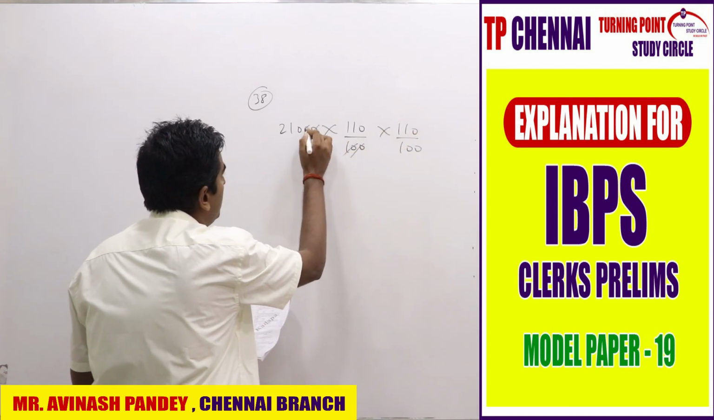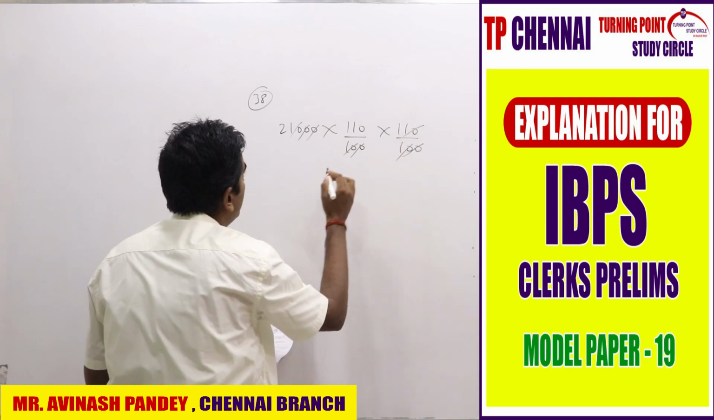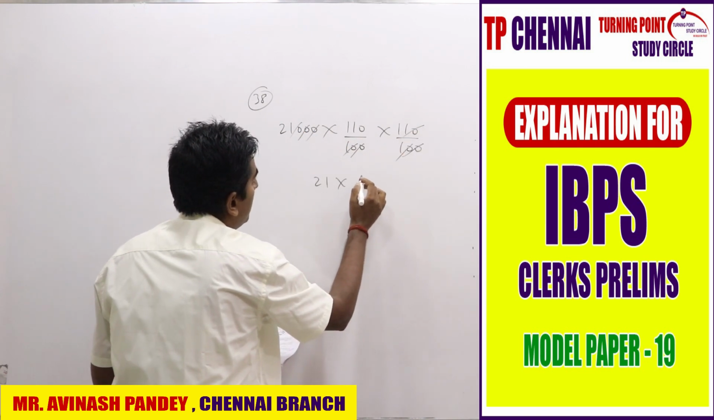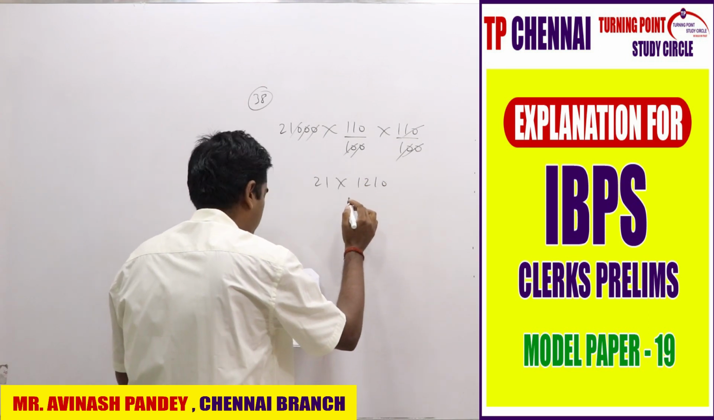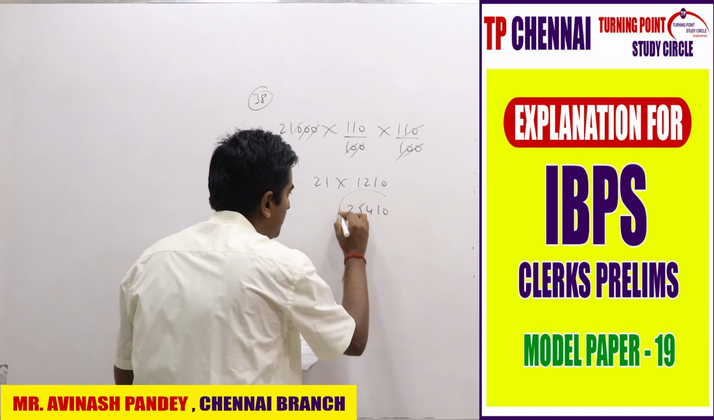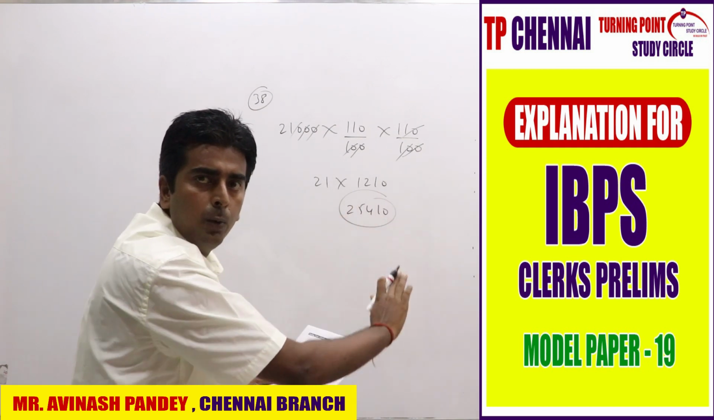So 1, 2, 1, 2, 3, 1, 2, 3 is gone. This is also gone. So 21 into 1210, when you multiply, what will you get? You will get 25410. This is my answer.